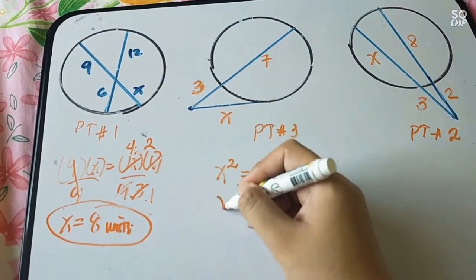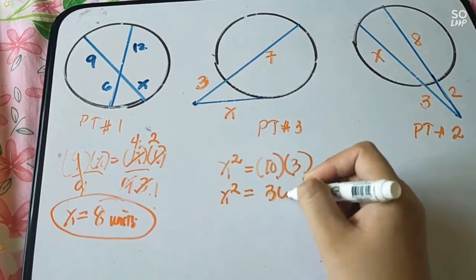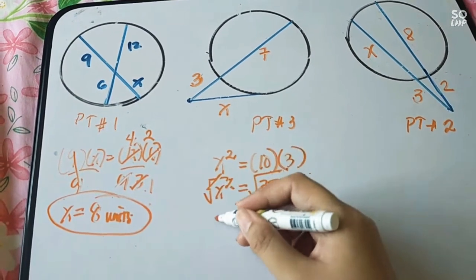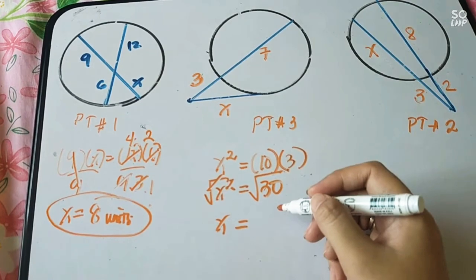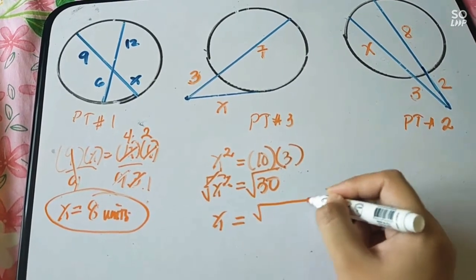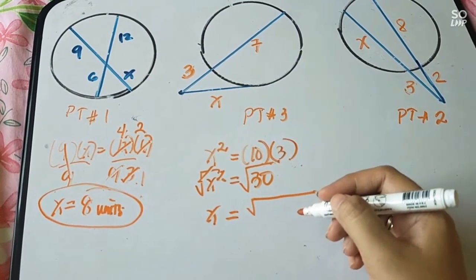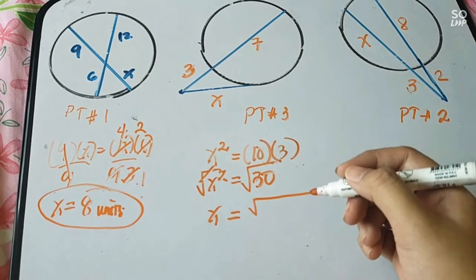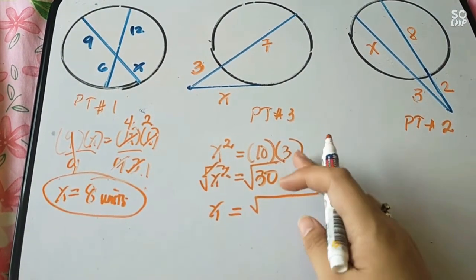Okay? Then, multiply natin. We have x squared equals 10 times 3. The answer is 30. Square root natin both sides. Cancel. We have here x. Next, square root ni 30. Si 30 is not a perfect square. Therefore, hanap tayo ng factors na ang isa ay perfect square. So, what is the square root of 30 na meron pang factors? So, what are the factors of 30?